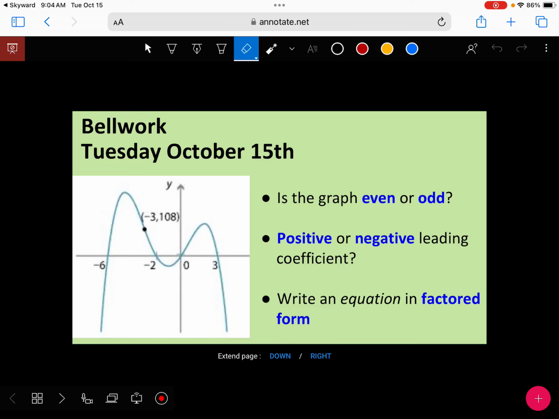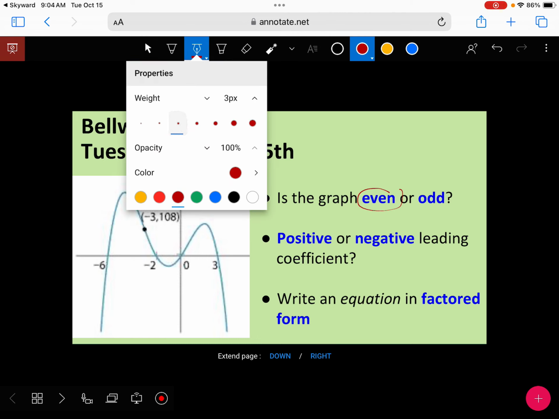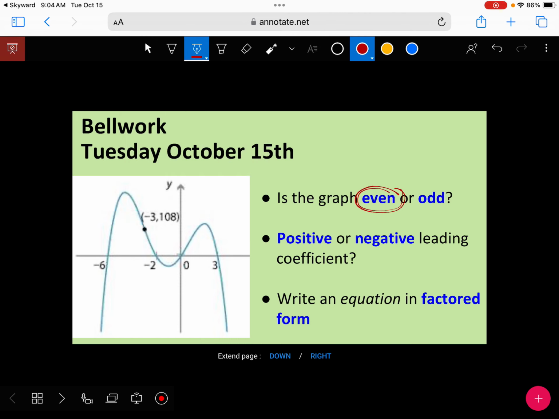Would you say the first graph is even or odd? And how do you know? Even, yep. And how do you know it's even, Kimberly? Yep, both going in the same direction. So it's even because both arrows are the same.